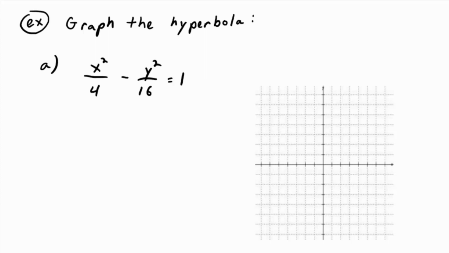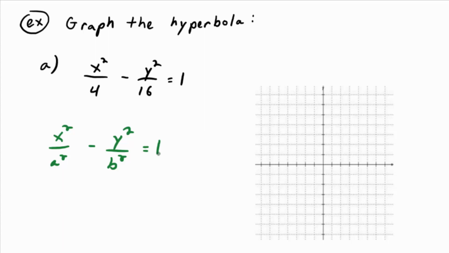Graph the hyperbola. So we have x squared divided by 4 minus y squared divided by 16 equals 1. Remember what the standard equation looks like in this form. It's x squared over a squared minus y squared over b squared equals 1, right?